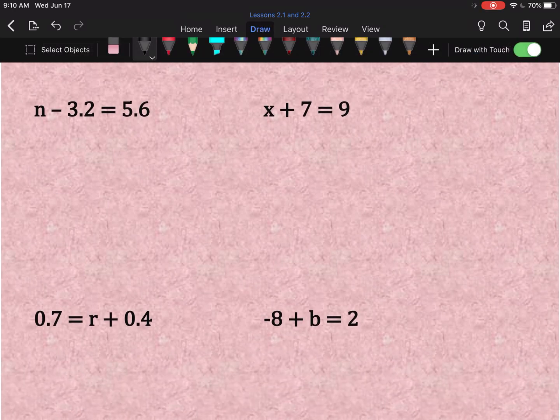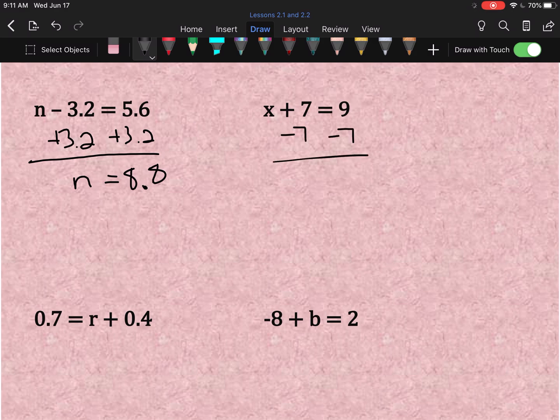Decimals. Not a problem, we just got to make sure we write them carefully and line them up. It's subtraction, so we're going to do addition. 6 plus 2 is 8. Drop your decimal point. 5 plus 3 is also 8. So we get 8.8. When there's addition, we will subtract the number across. So here x is 2.